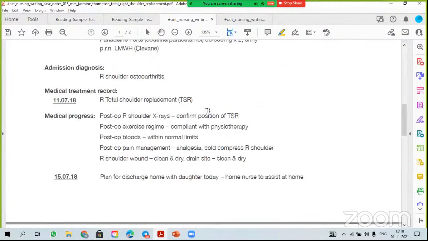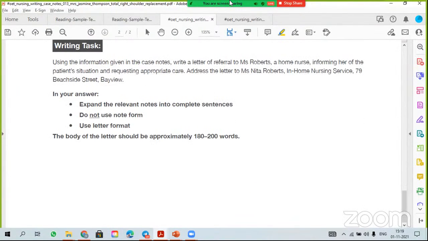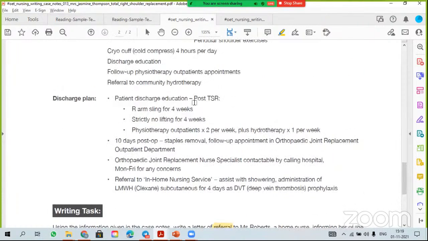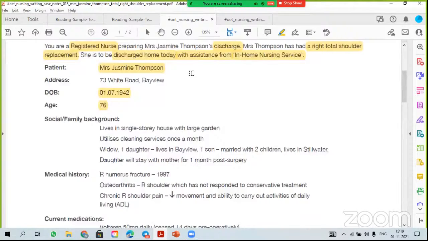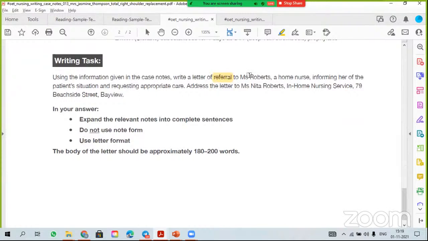So now you have to see here, using the information given in the case notes, write a letter of referral. So this is a referral letter. We are writing a referral letter. Remember that. So discharge plan is there. You are preparing the discharge, but you are writing a referral to Miss Roberts. And Miss Roberts is a home nurse.